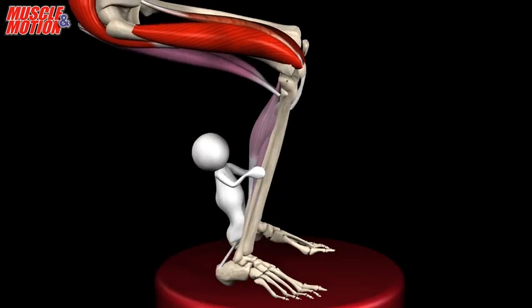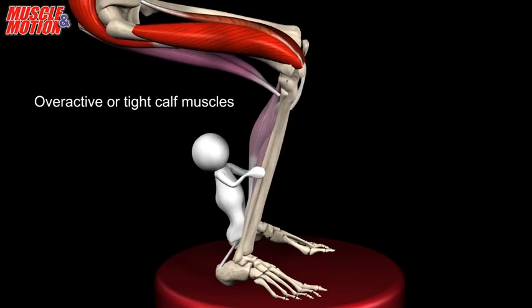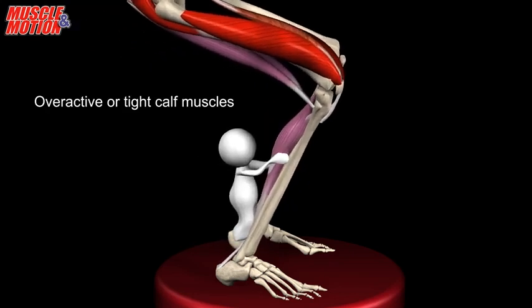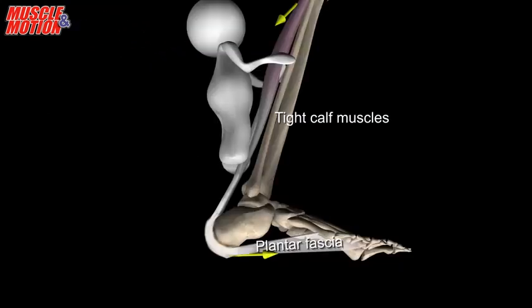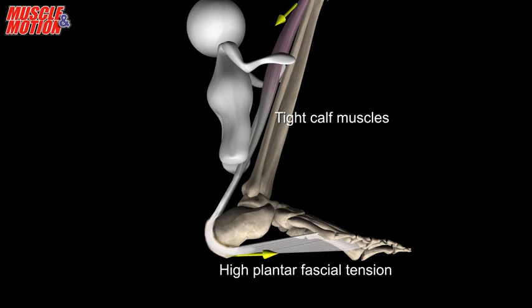A possible reason for restricted ankle dorsiflexion is overactive or tight calf muscles. There's a strong fascial continuity between the plantar fascia and the Achilles tendon. The plantar fascia is tissue on the bottom of the foot that can affect the mobility of the ankle and foot.